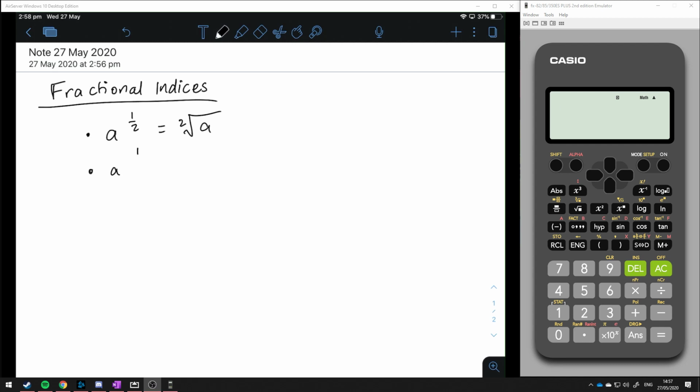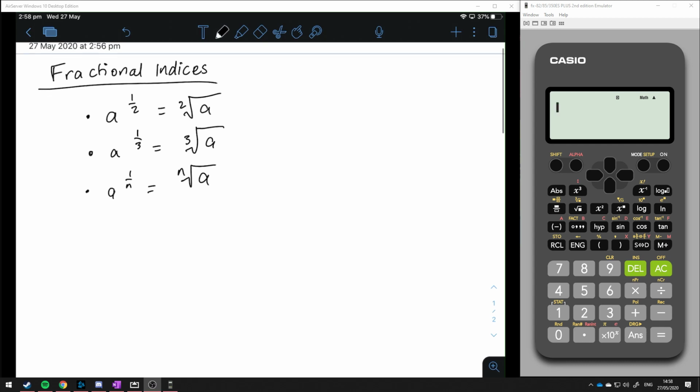When we have a to the power of a third, that's the same as the cube root of a. And you might be able to see the pattern that is forming. So a to the power of 1 over n is our general rule. That is the nth root of a. This is always talking about the non-negative root of a, the positive root, and this is the general form for them. However, we can generalize this even further.